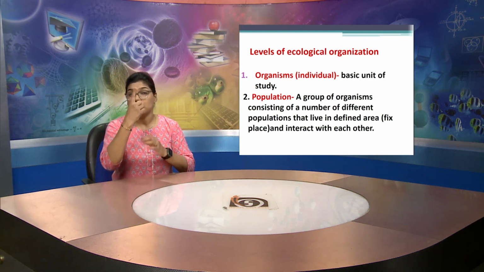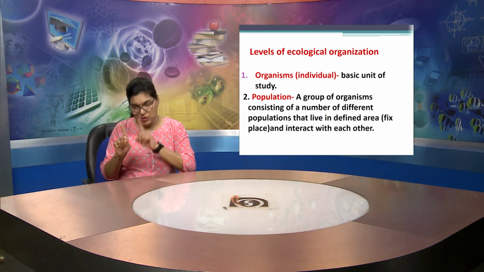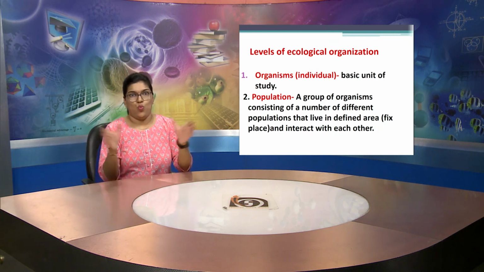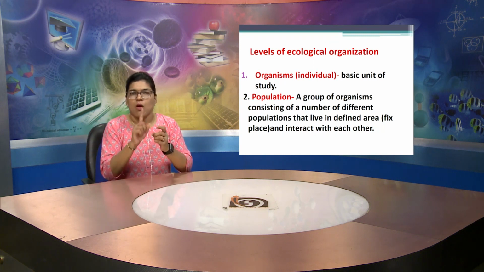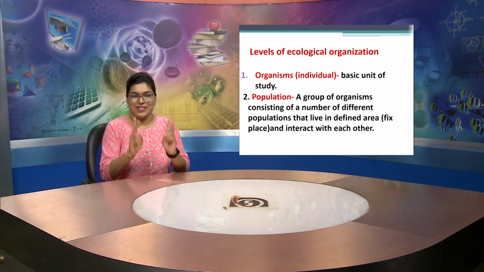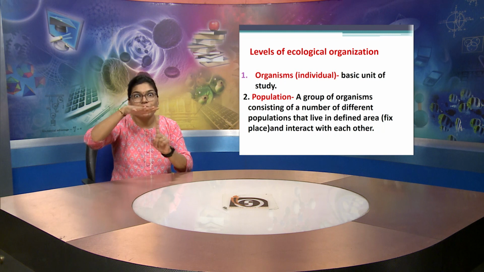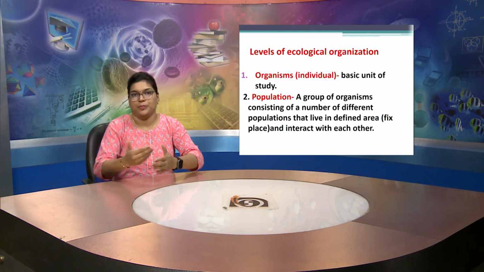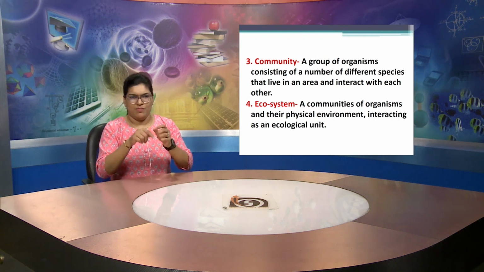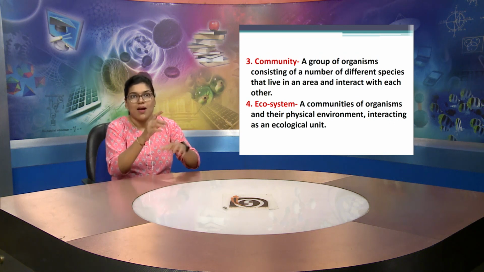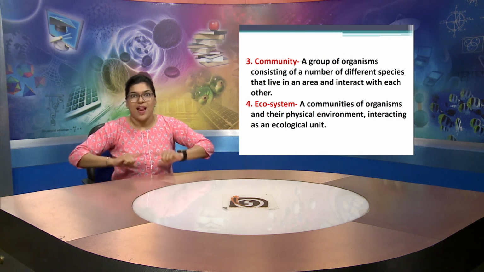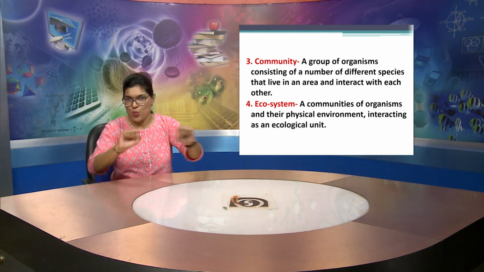Here we can see the first level of ecological organization. The first level is the individual organism, the basic unit of study, as we already know. The second level is population. It is a group of organisms of the same kind that live in a defined area, or you can say at a defined place. The third level is community. Community means a group of organisms which consist of a number of different species that live in an area and they all interact with each other.